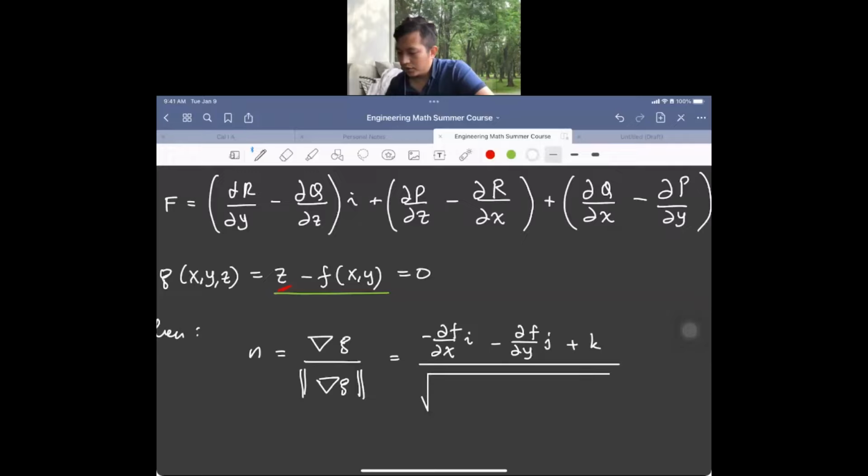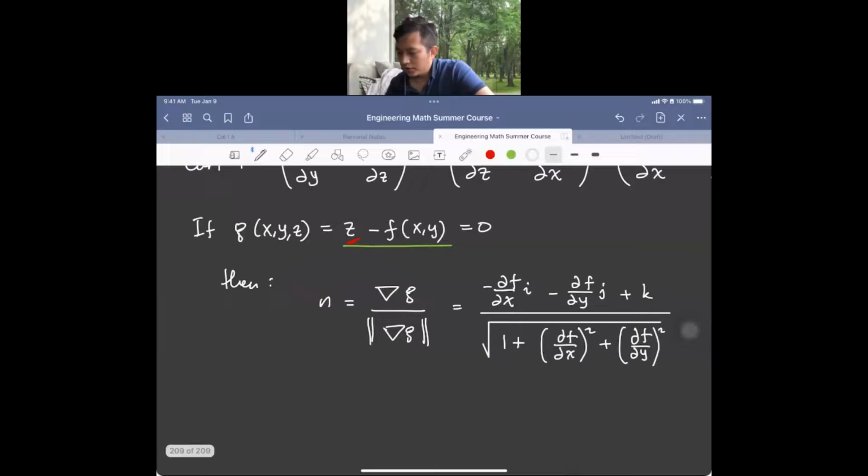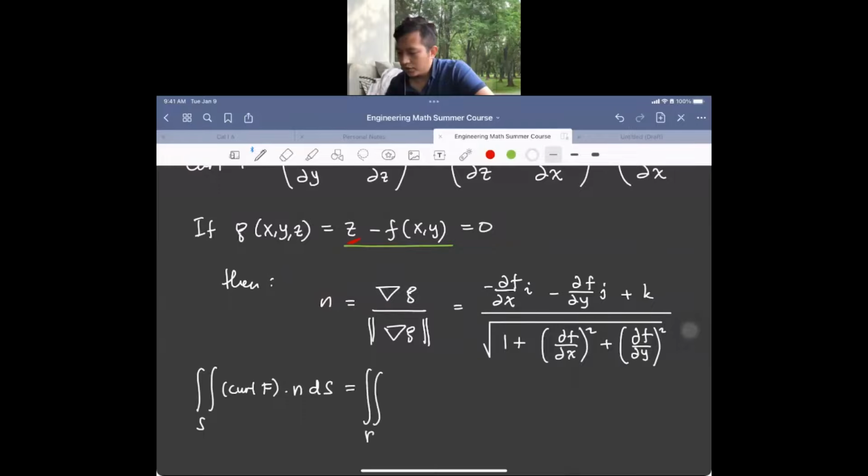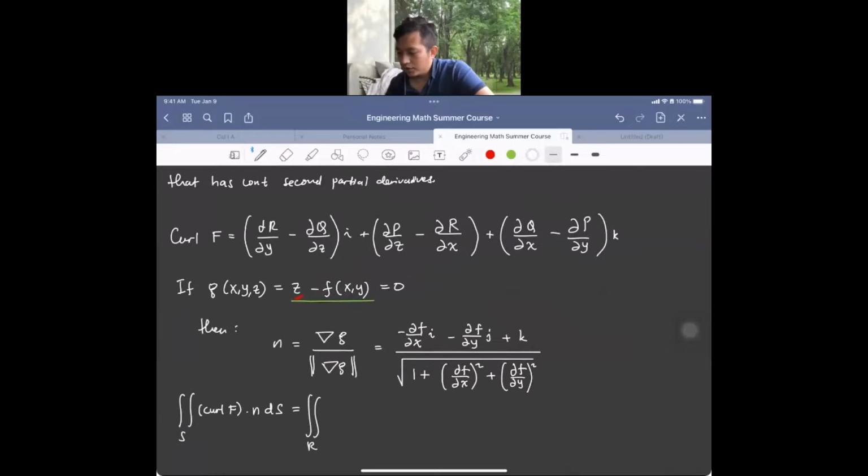And then the magnitude is the square root of 1 plus the first partials squared, and this is also the same for y, squared. And that's the normal. And then we can have the surface integral, the curl F dot n dS. This is going to be, we can write all the things on here.